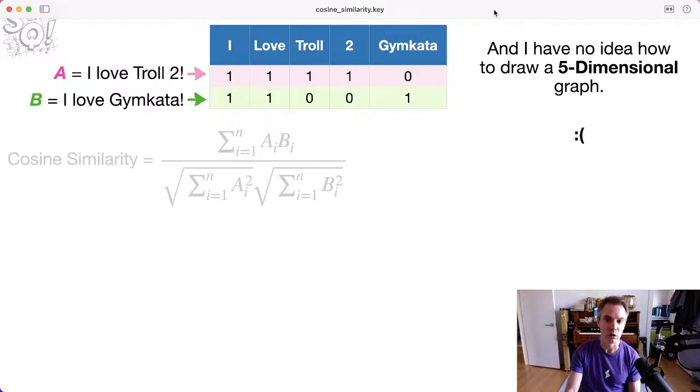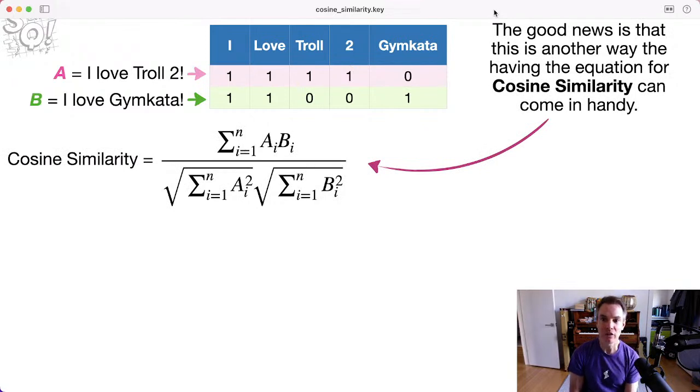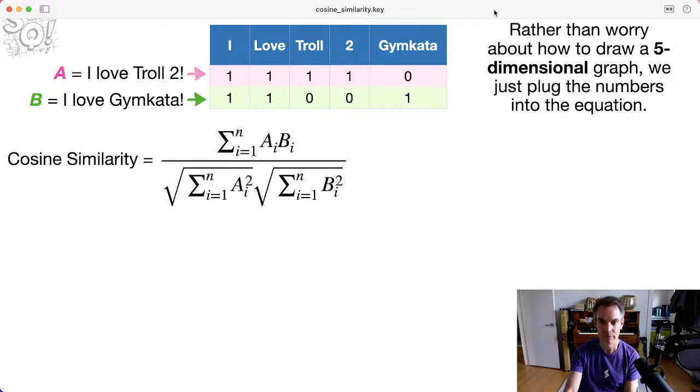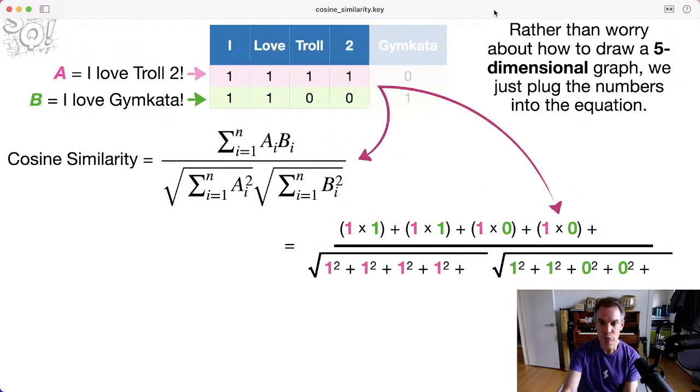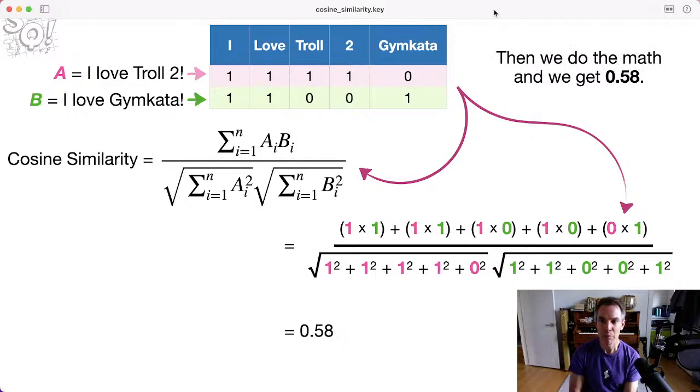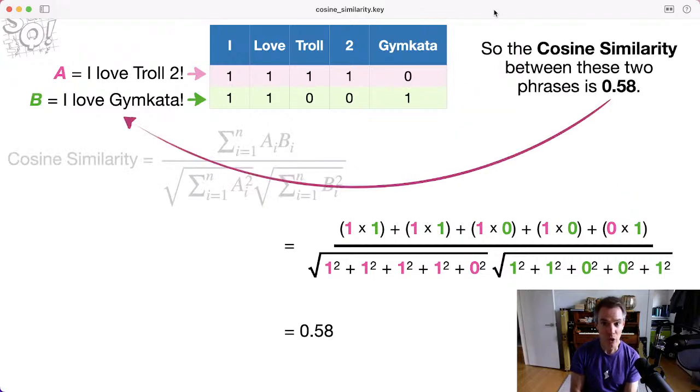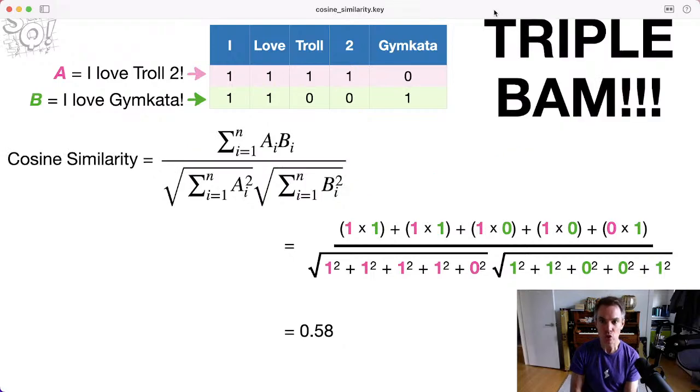Wah, wah. The good news is that this is another way having the equation for the cosine similarity can come in handy. Rather than worry about how to draw a 5-dimensional graph, we just plug the numbers into the equation. Beep, beep, beep, beep, beep. And when we do the math, we get 0.58. So the cosine similarity between these 2 phrases, I love troll 2 and I love Jim Cotta, is 0.58. Triple bam!